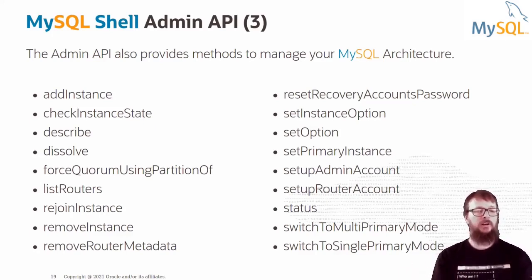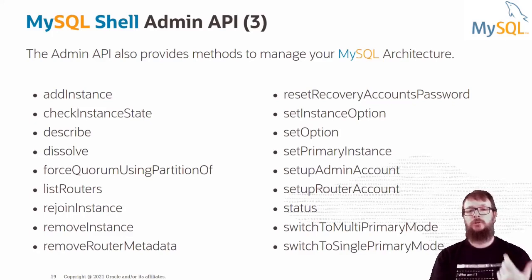You can force quorum, you can list router, region instance, and a lot of stuff. In a DB cluster, you can switch the primary manually, but you can also change the mode if you have multi-primary or single primary mode and stuff like that. So there is a lot of stuff.